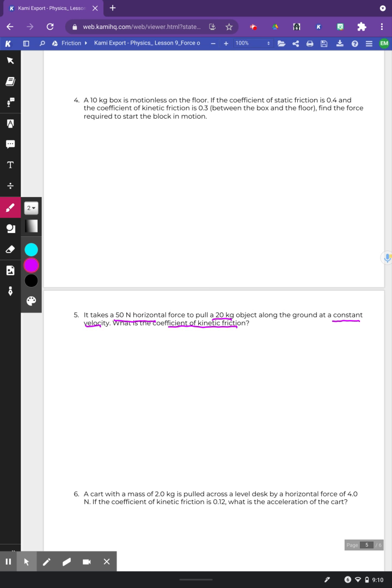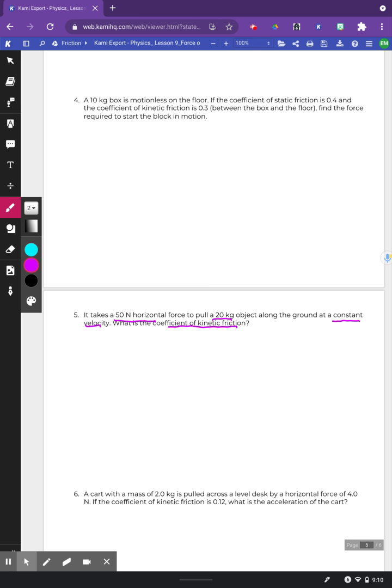I know from what I've learned during the lab this week, as well as the information presented at the beginning of this worksheet, that in order to solve for the coefficient of kinetic friction, I need to know what the force of friction is and the force of normal. All right, so neither one of those is given to me directly in the problem. So I'm going to start with a free body diagram and see if I can figure out what they are.